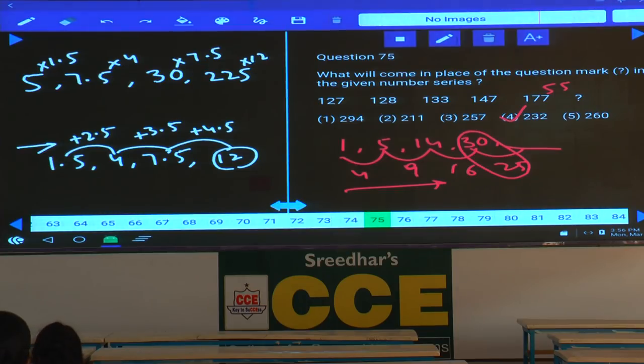And this is about question number 71 to 75, paper number 619. Done with this?